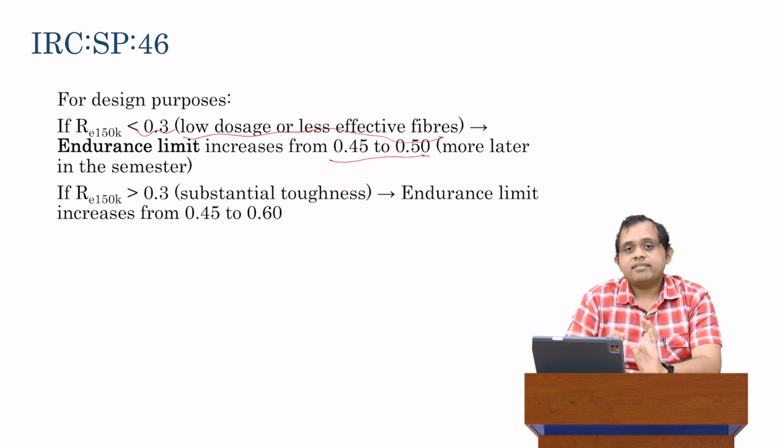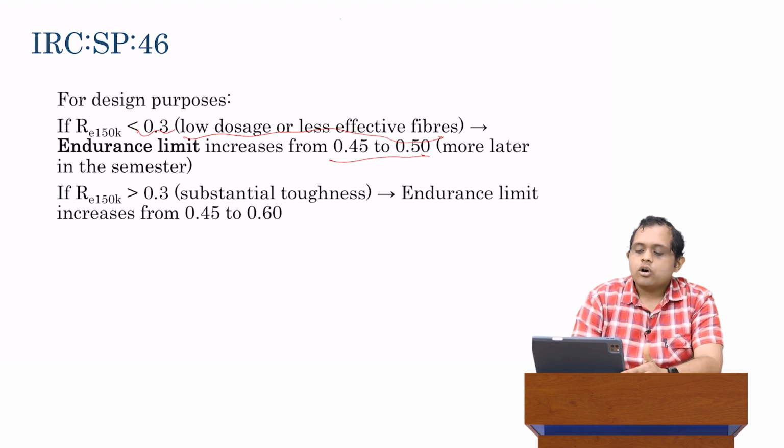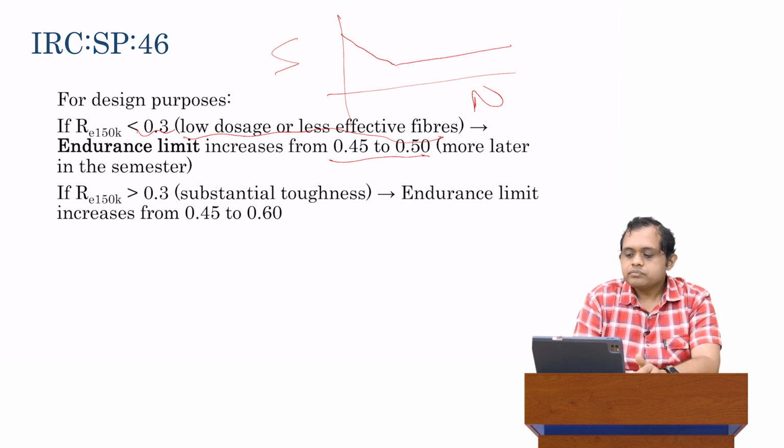This is why I had taken some time in the beginning of today's lecture to remind you what that endurance limit is. On the SN curve, it is that value of S below which the number of allowable repetitions goes to infinity. This is the endurance limit. So what it says is that if you have fiber reinforced concrete and the residual strength ratio is less than 0.3, then the endurance limit can be increased from 0.45 to 0.5. You can have a small increase in the endurance limit.